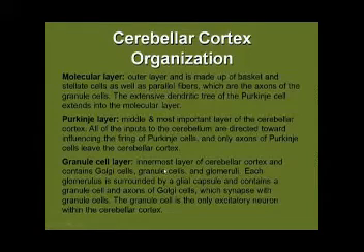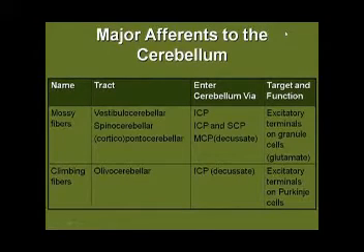Finally, the deepest layer of the cerebellar cortex is the granule cell layer. And granule cells are intrinsic neurons of the cerebellar cortex whose major goal is to synapse with Purkinje cells, but their other claim to fame, as we'll see, is they are the only excitatory neuron within the cerebellar cortex. Every other neuronal cell type, including the Purkinje cells, are inhibitory.